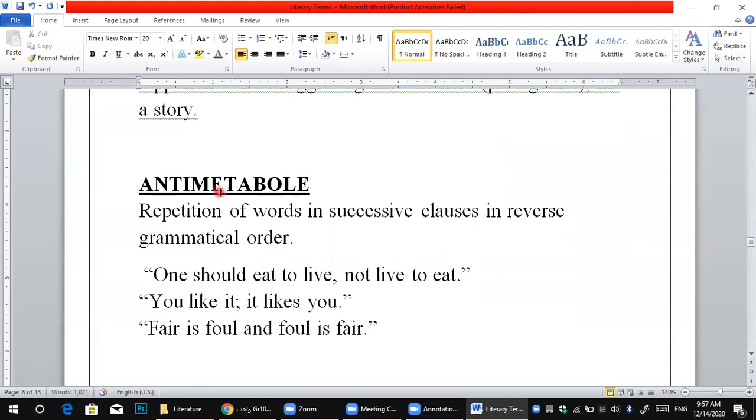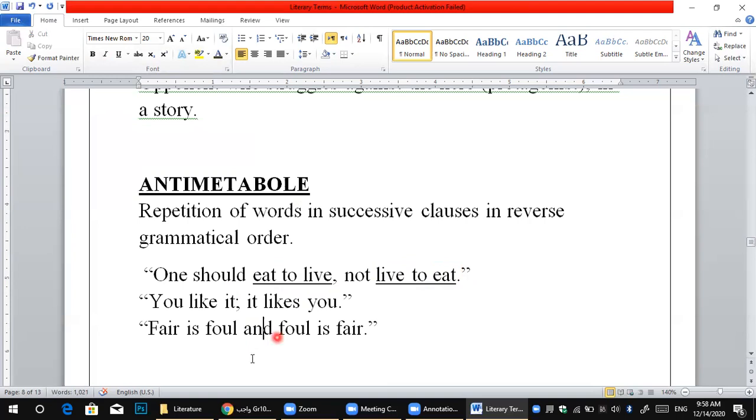After that, we have the last one today. It's called antimetabole. What does antimetabole mean? It's a repetition of words in successive clauses to reverse the grammatical order. Mister, what does it mean? A person should eat to live, not live to eat. So here, eat to live and live to eat. This is called antimetabole. We repeat the words in successive clauses, but in the opposite order.